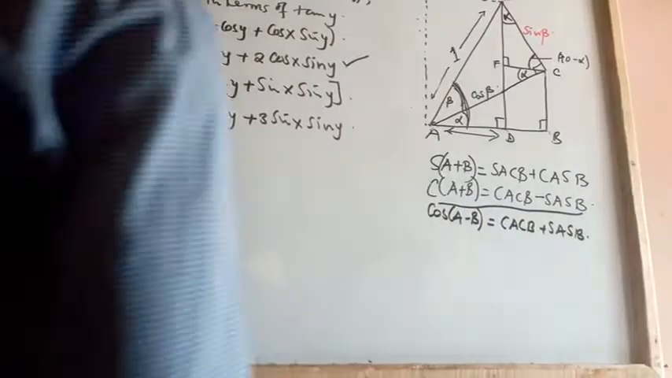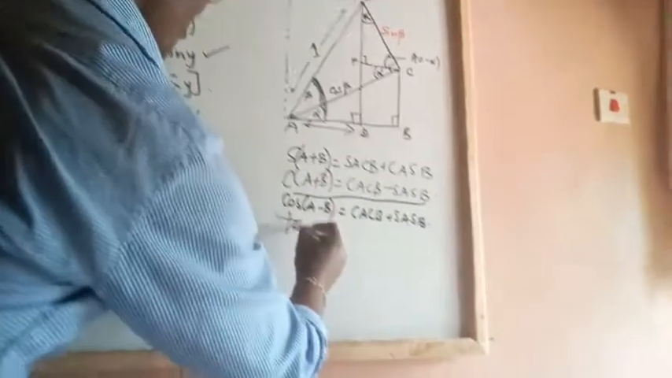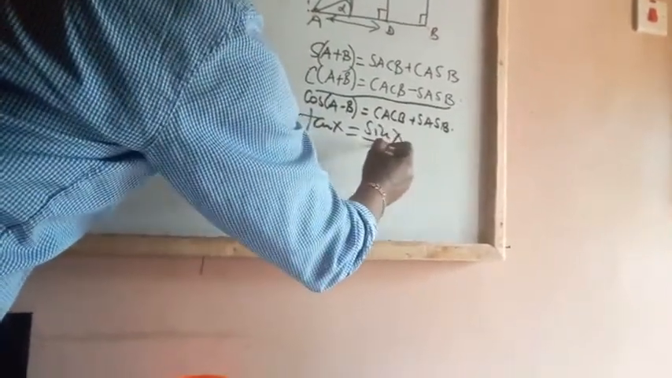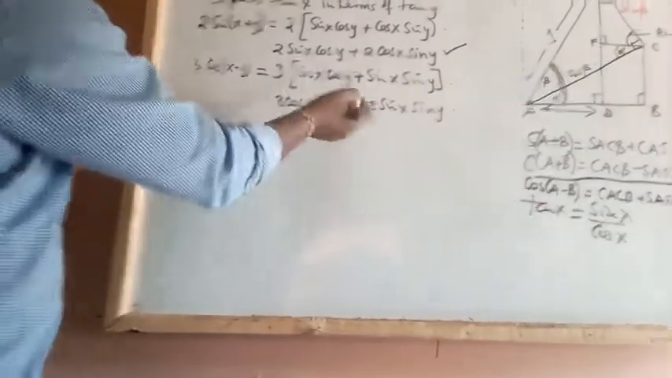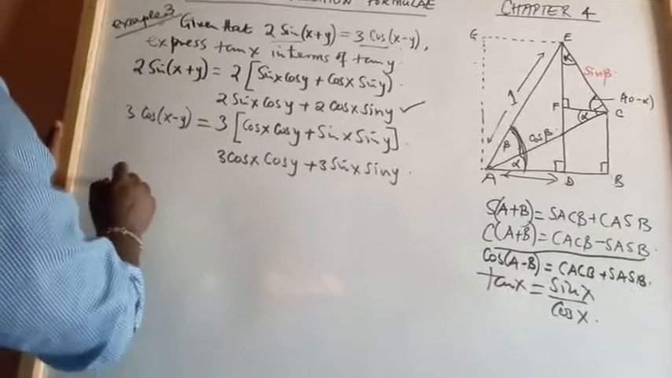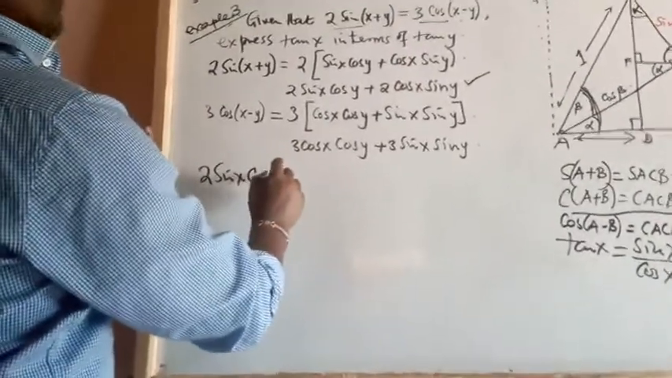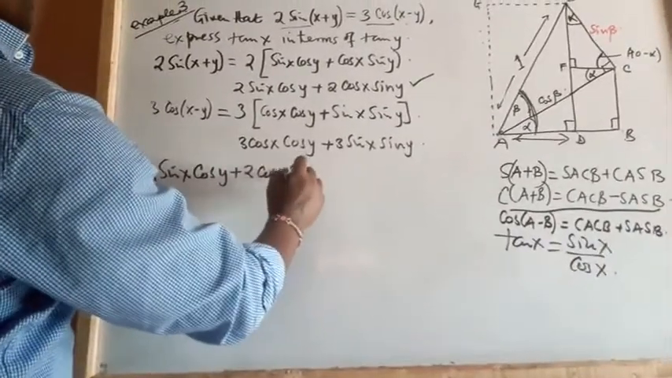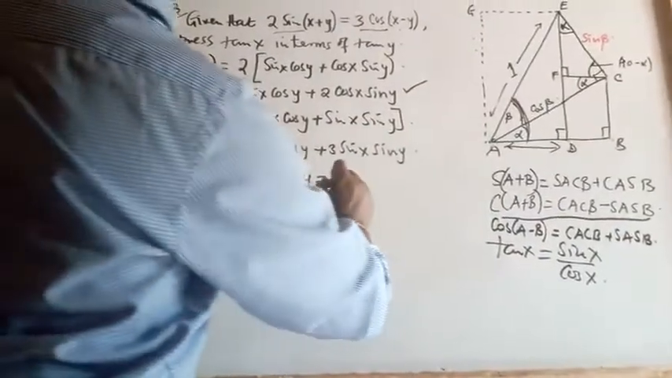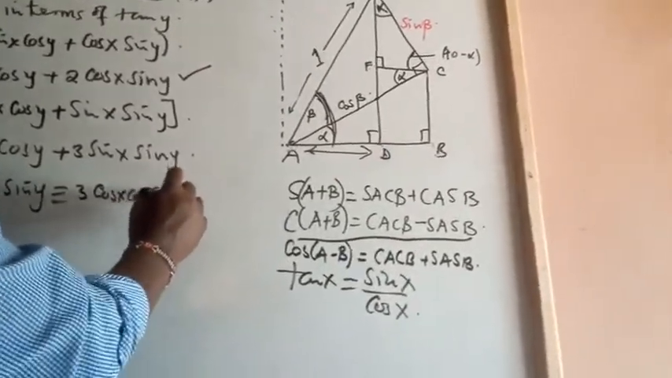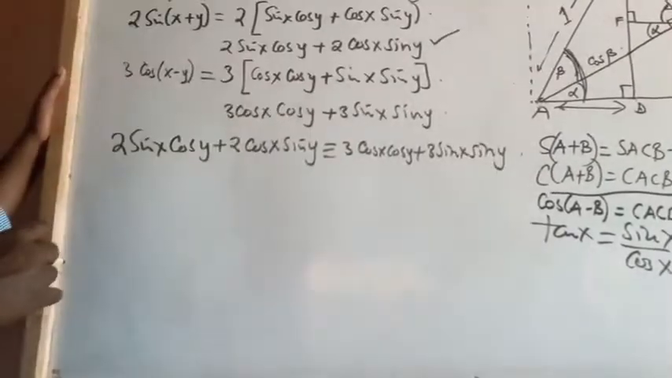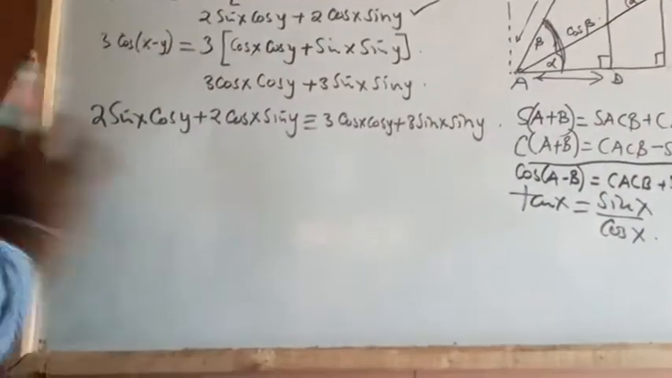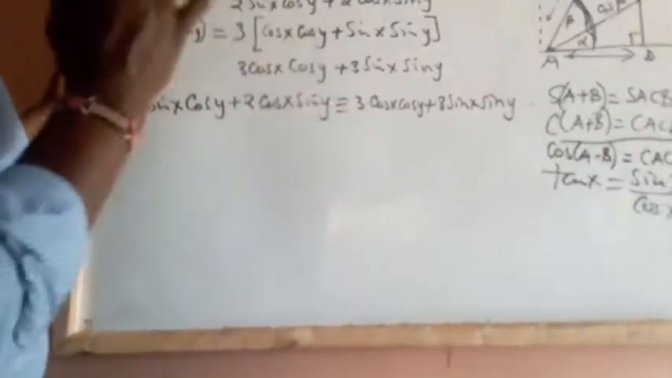The reason why we're talking about this, remember, we know that the tangent of x is given by the sine of x over the cosine of x. With that knowledge, we divide everything. The expression is this one equals to this. So even before we divide by cos x cos y, we should be having 2 sine x cos y plus 2 cos x sine y exactly equals to 3 cos x cos y plus 3 sine x sine y. So dividing every term by cos x cos y, so that we can completely eliminate the sine and cosine and be left with the tangent.